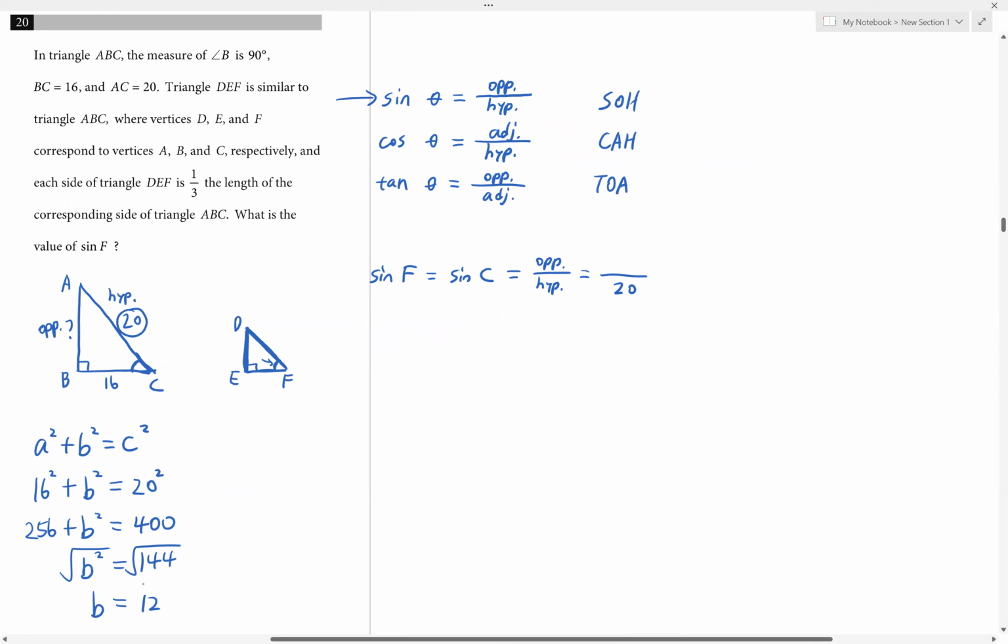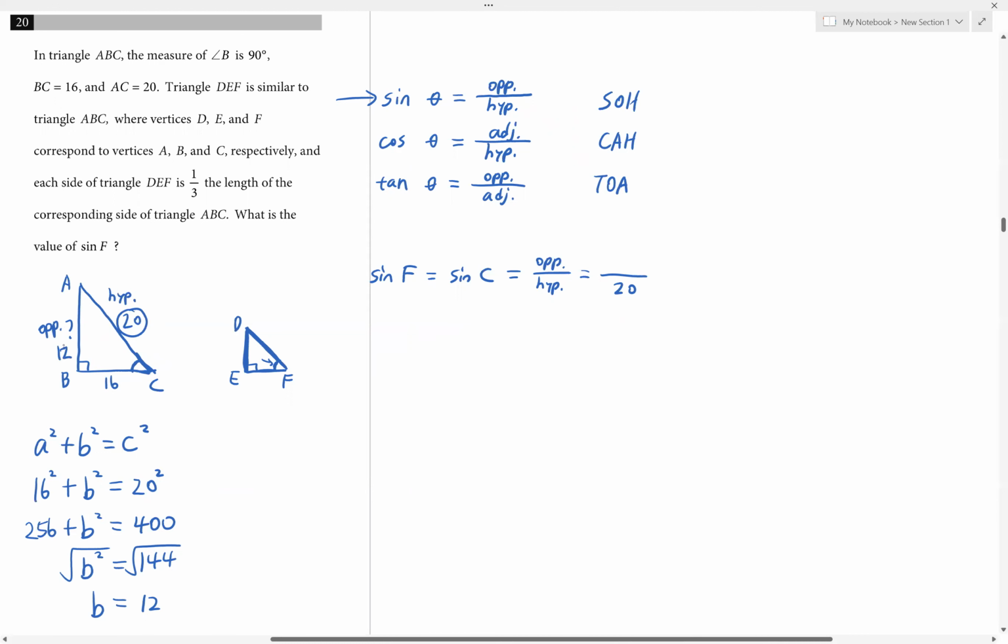Okay, so unfortunately this is the non-calculator section. If we need to write things out and multiply, we have to be comfortable with the multiplication. And we can recognize the square root of 144 is a perfect square, so b equals 12. So this side here, AB, should be 12.